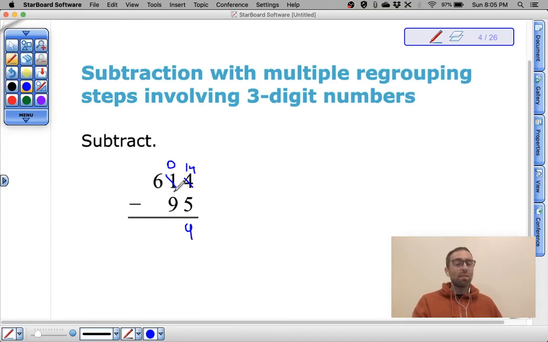0 minus 9, I said we can't do that. We're going to have to come back to it. So this 6, we're going to have to borrow from that. So if I borrow 1 from it, I can put that 1 up here to make this a 10, and this 6 here becomes a 5. 10 minus 9, I have an answer of 1, and 5 minus nothing is going to be 5. So I get an answer of 519.